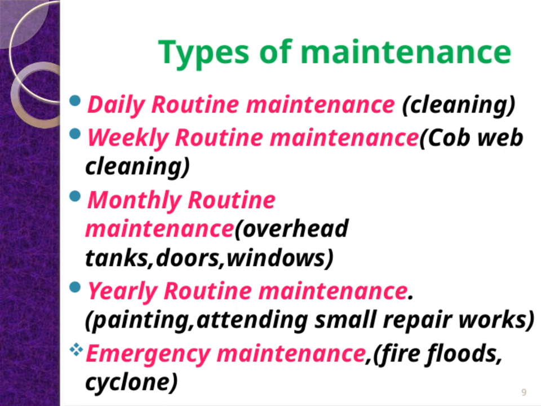And of course, we must be prepared for emergencies. Think fire outbreaks, floods, or cyclones. Emergency maintenance needs to be swift and effective to ensure everyone's safety and minimize damage. Understanding these different types of maintenance is key, because each plays an important role in the overall upkeep of a facility.